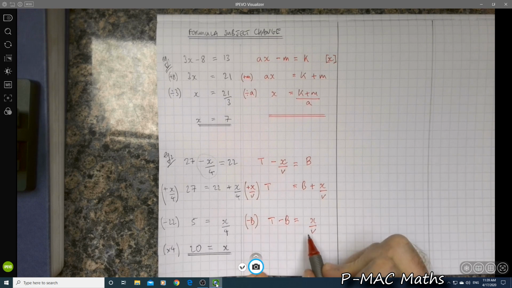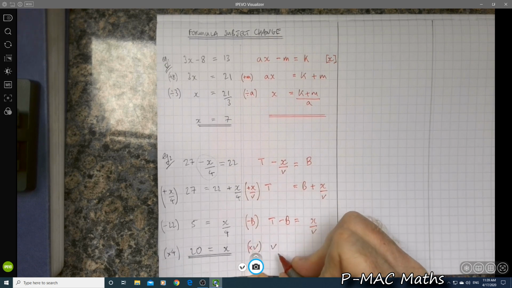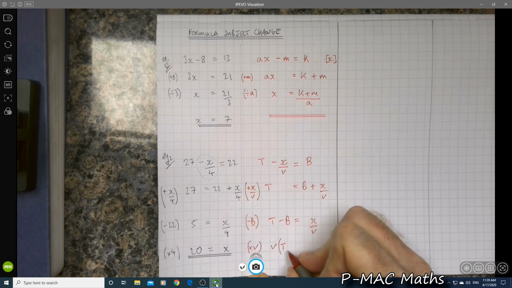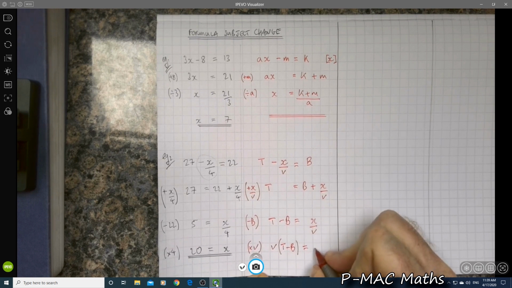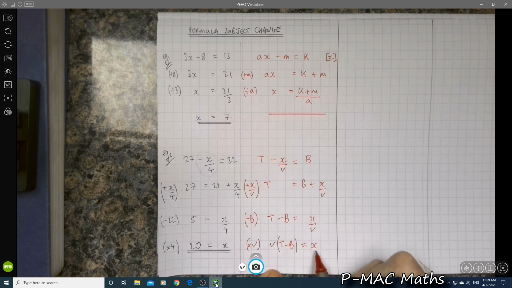So finally, last step then, to get x on its own, I'm going to multiply both sides by v. So multiply by v. I'm going to need a bracket for that. So v times t minus b equals x. It doesn't matter that x has appeared on the right hand side. Some people get very pedantic about it having to be x equals and then the answer. It doesn't matter if it says v brackets t minus b equals x. I've still explicitly defined x in terms of the other variables, so x is still the subject.